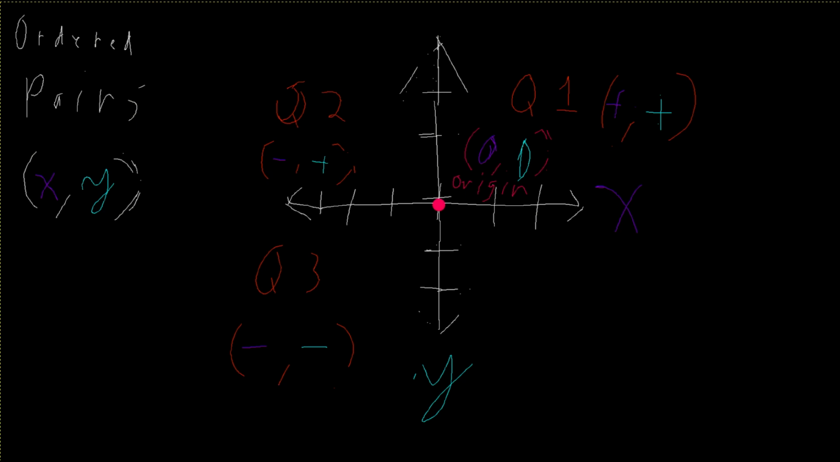So let's look at our last quadrant. That is going to be quadrant 4, or we're just going to call it Q4. All right, and Q4, we're going to have a positive x coordinate paired with a negative y coordinate.